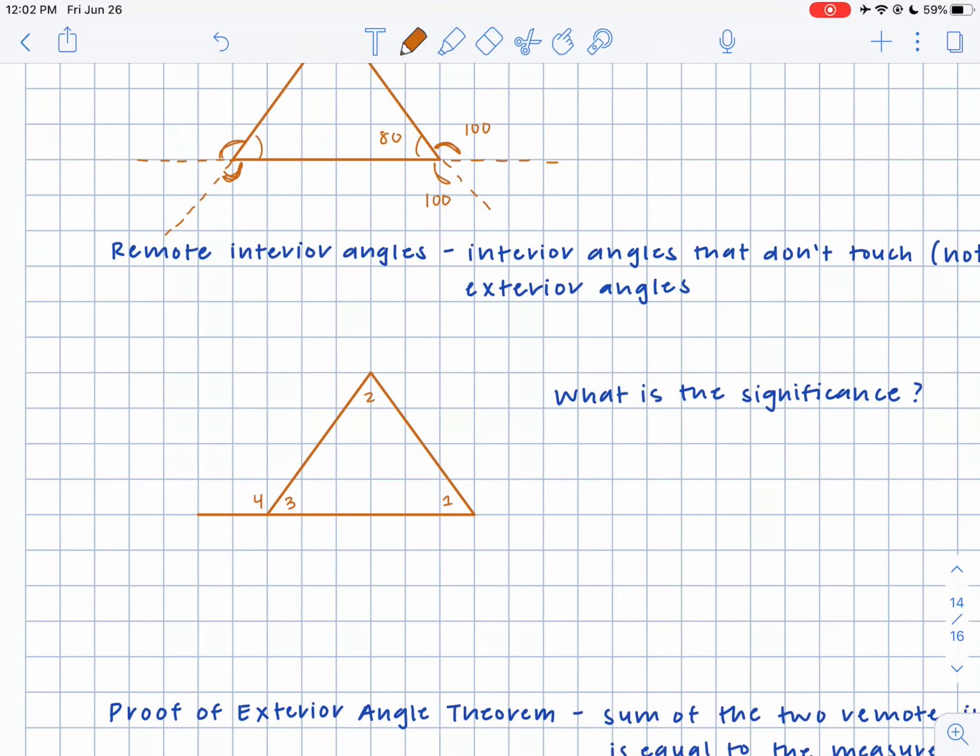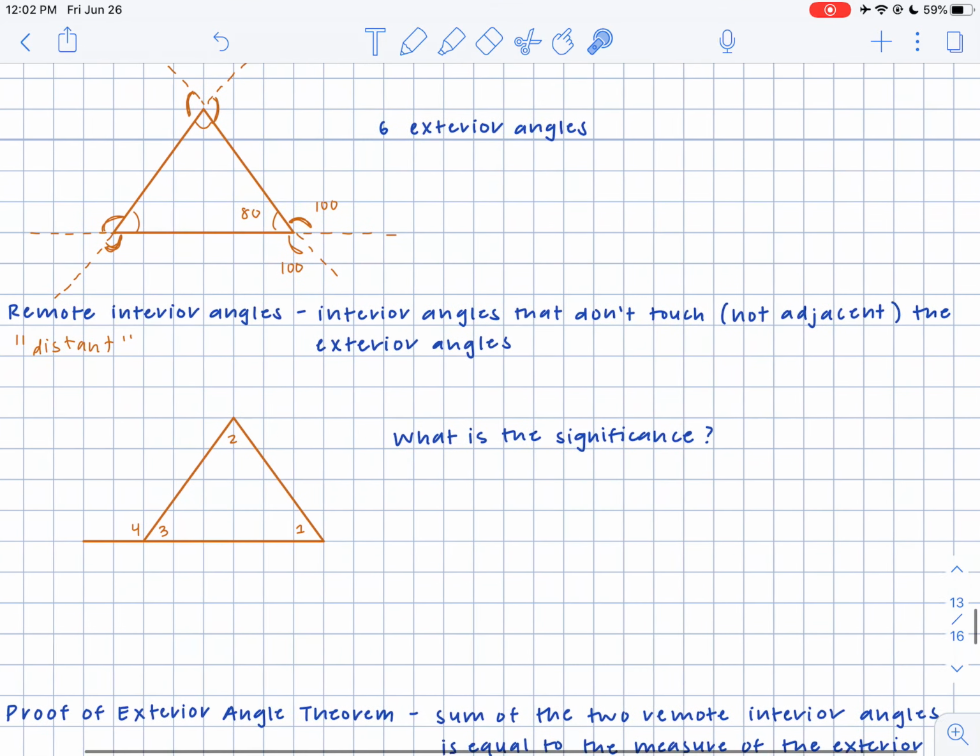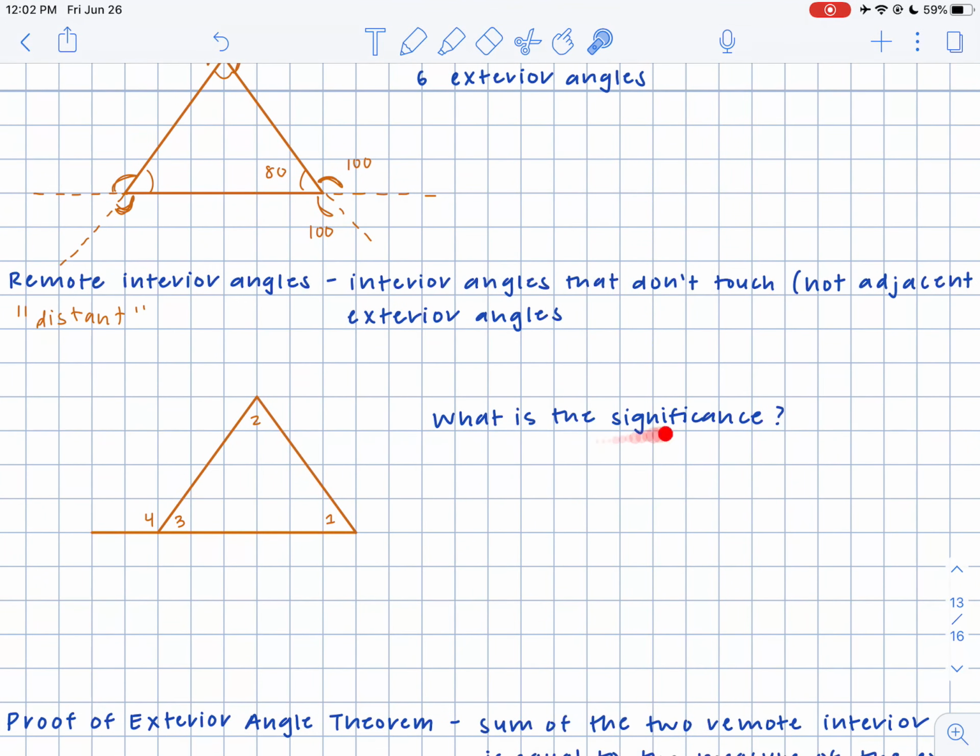Okay, so if we look at our triangle again, here's our exterior angle. For this particular exterior angle, it has two remote interior angles. What does remote mean? Remote just means distant or far away. So this exterior angle is adjacent, or touching, this interior angle. That means these two interior angles are considered the remote because they're not touching the exterior angle, they're far away. And yes, that's all you need to know.